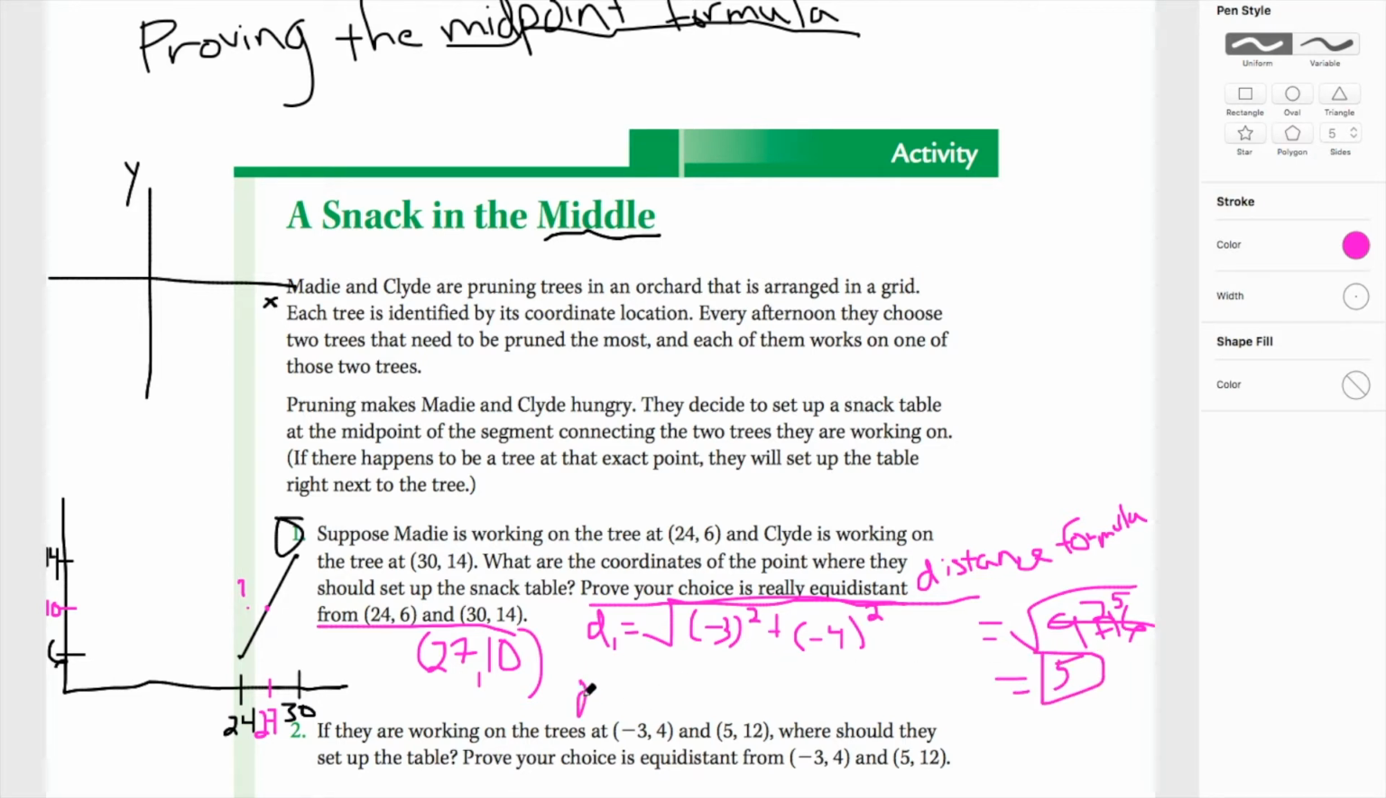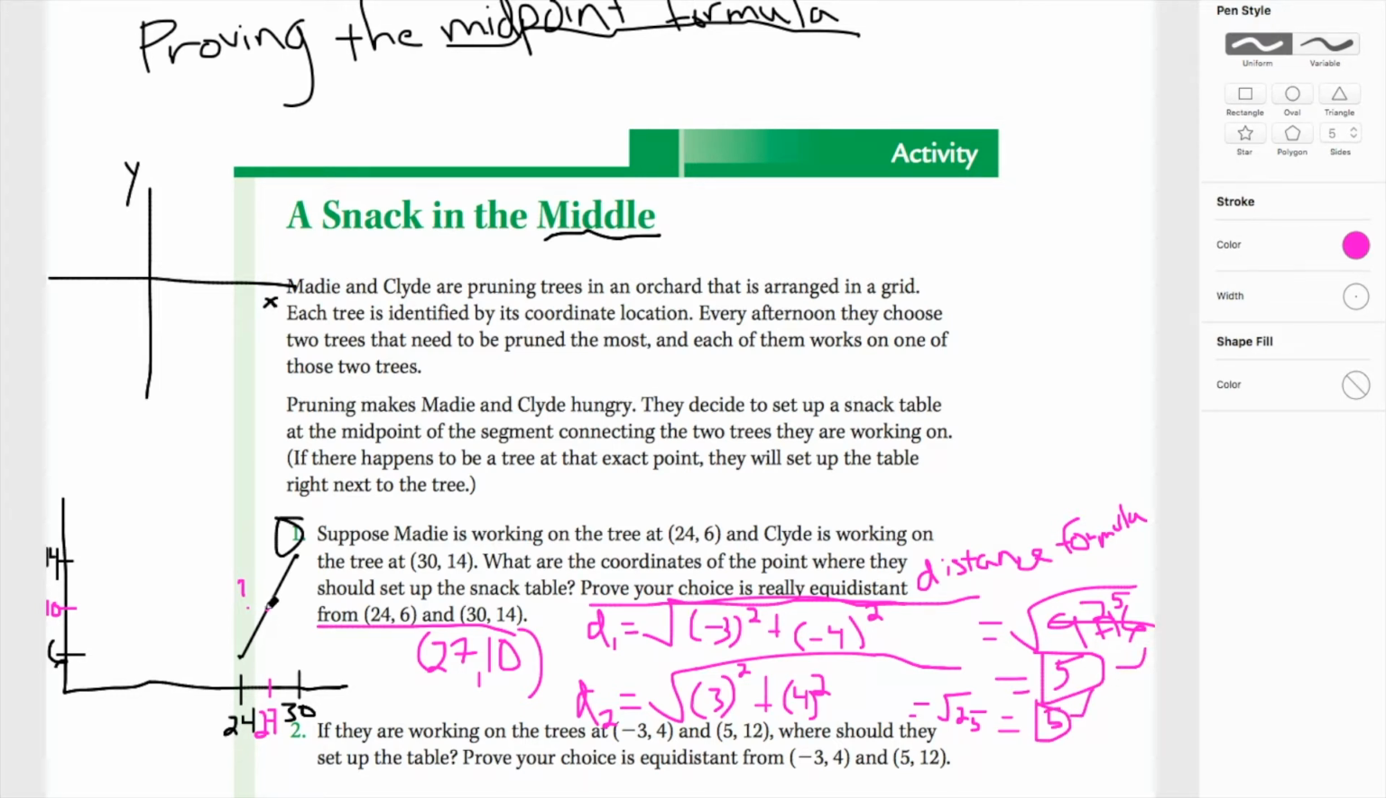And what about D2? Well, in terms of the x-axis, it's going to be 3 units away because 30 minus 27 is 3. So this is x2 minus x1. 30 minus 27 is 3. Square it, and then add 14 minus 10 is 4, 4 squared. And yes, this is also going to end up being 5 because 3 squared is 9, 4 squared is 16. So this would again be root 25, and that equals 5. So it's proven through the distance formula these are actually equidistant.